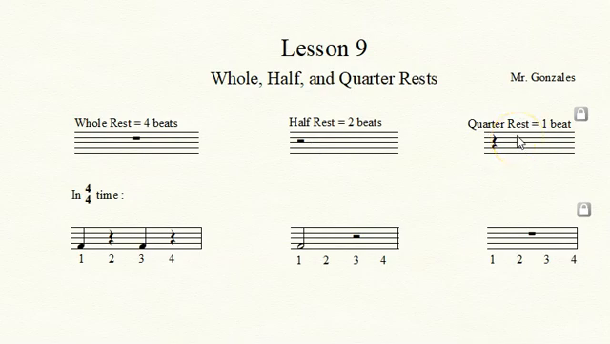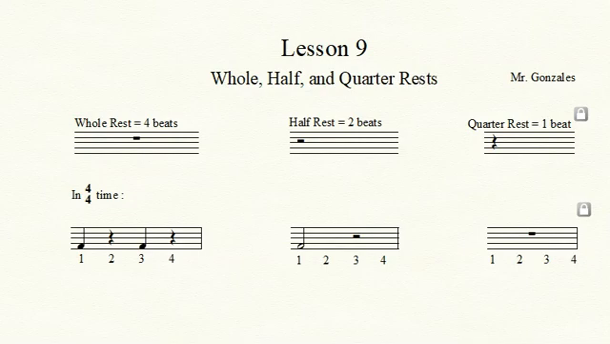A quarter rest is equal to 1/4 of a whole note. I like to think of a quarter rest as a mouth, getting ready to breathe in air. 2 half rests occupy the same amount of time as 1 whole rest, and 4 quarter rests occupy the same amount of time as 1 whole rest. Knowing this, we can deduce that 2 quarter rests occupy the same amount of time as 1 half rest.